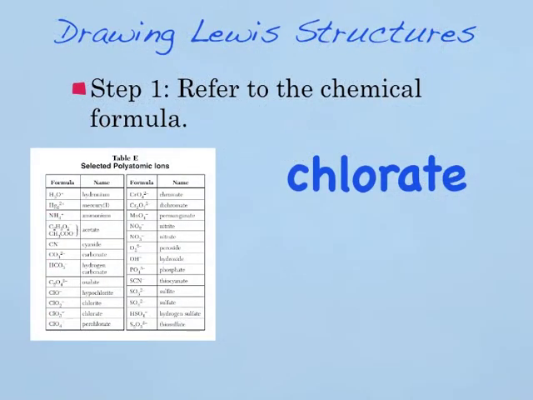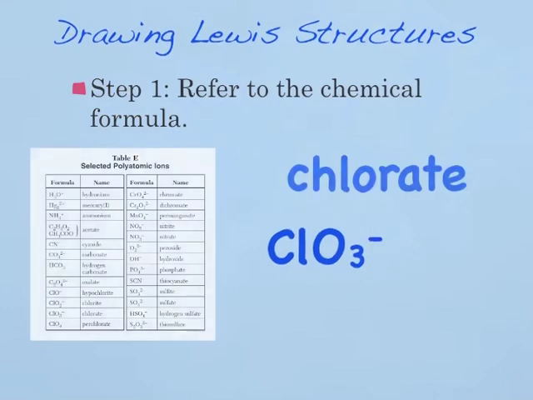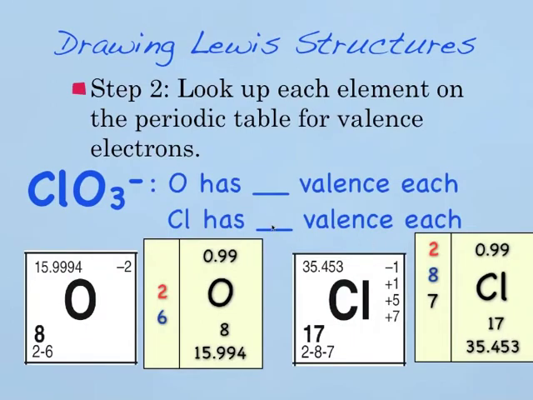So let's review the 6 steps again for drawing these Lewis structures. Step 1 is to refer to the chemical formula. So chlorate is given on this chemical reference table, called selected polyatomic ions. And it is down here. ClO3- is chlorate. The 3 is a subscript to let us know that there are 3 oxygens in here, 1 chlorine atom in this group, and all together they carry an extra negative charge. So there's 1 extra electron than there needs to be. Let's take that information to the next step.